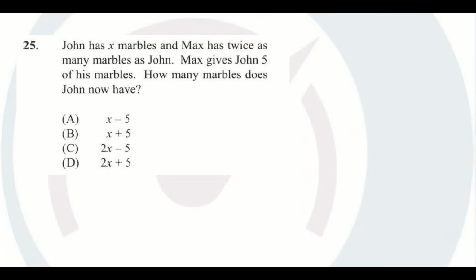Question 25. John has x marbles and Max has twice as many marbles as John. So John has x marbles and Max has twice the amount, which is 2x. Alright, so Max gives John 5 of his marbles, so that's subtract 5 for Max. How many marbles does John have? When you subtract 5 from Max, John adds 5. So John would be x plus 5.